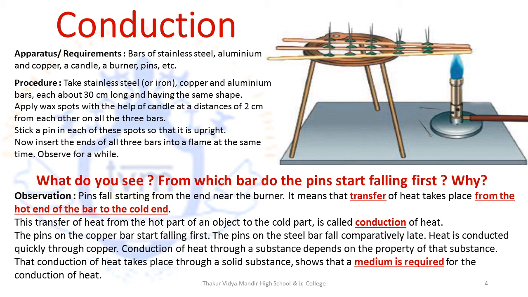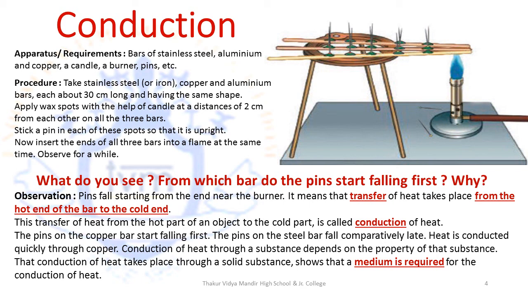The procedure that you have to carry out is, you will take the stainless steel, copper bar and the aluminium bar, which are about 30 centimeters long and have around the same shape. Apply wax spots on them with the help of a candle at a distance of 2 centimeters each on all the three bars. Now on these wax spots you will place inverted pins, and when the wax cools down the pins will be held in place.